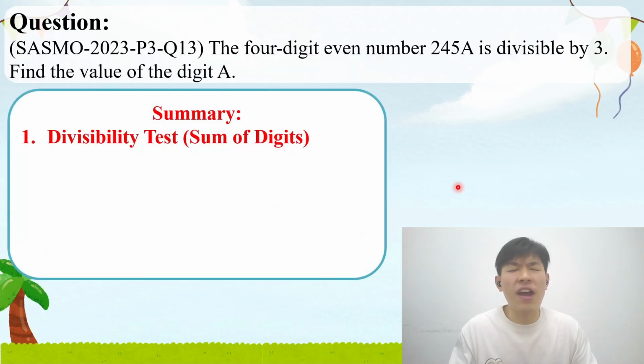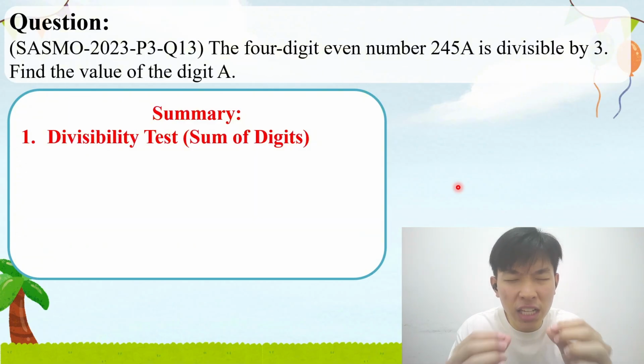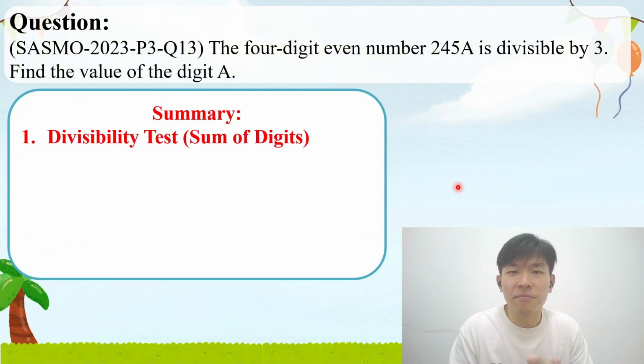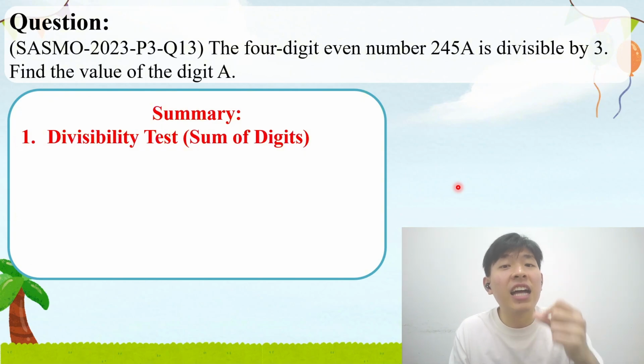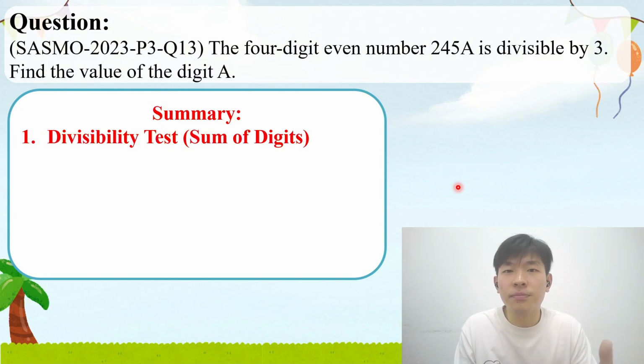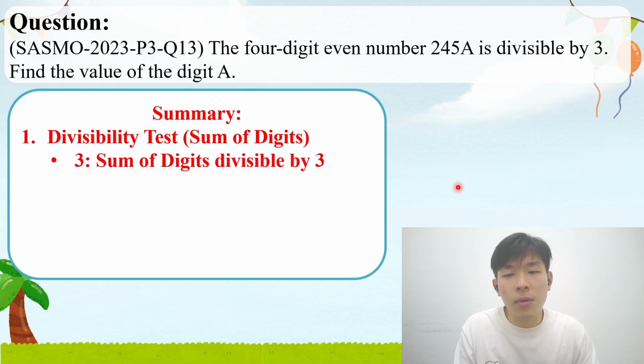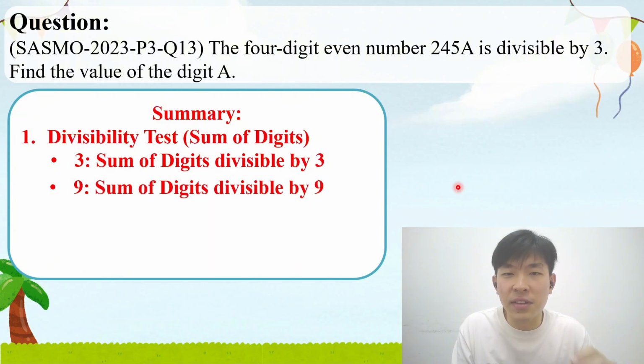So let's do a very quick summary here. What is the sum of digits? Which one? The divisibility test for 3 and 9. Very good. So for 3 and 9, we just need to check the sum of digits, whether they are divisible by 3 or not. And then we can know the whole number is divisible by 3. Similarly for 9: sum of digits divisible by 3 for 3, and sum of digits divisible by 9 for 9.